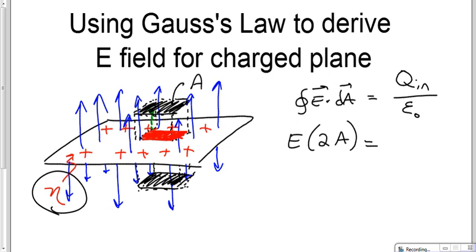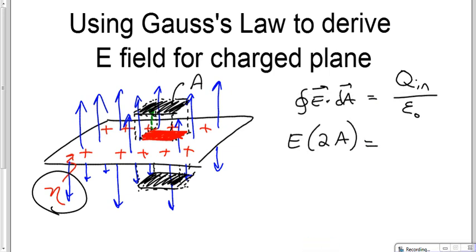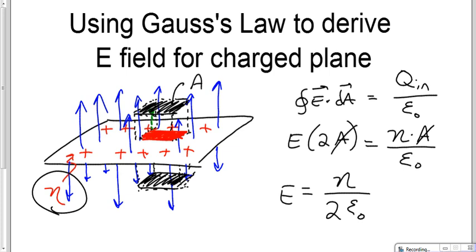Notice, it's not really a cube, it's a box, but it has the same dimension of that area on the lid or on the base. So we can just substitute in eta times A for the amount of charge that's inside there, and then we put that over epsilon sub naught. When we solve this for E, which remember is what we're after, we're able to cancel out the A's, and we are left with eta, the charge density, over 2 epsilon sub naught.